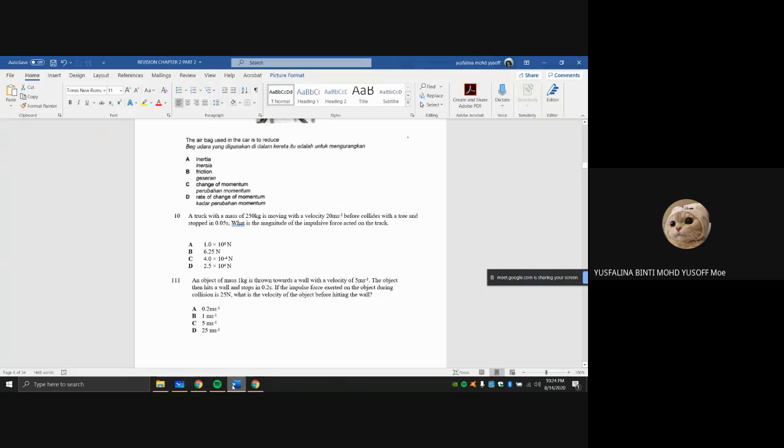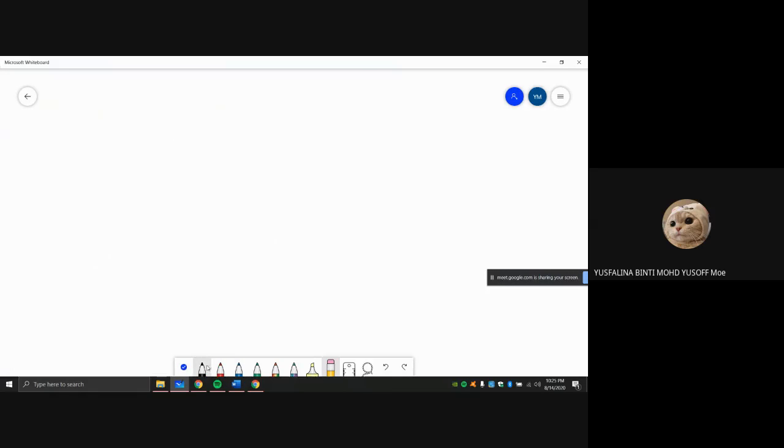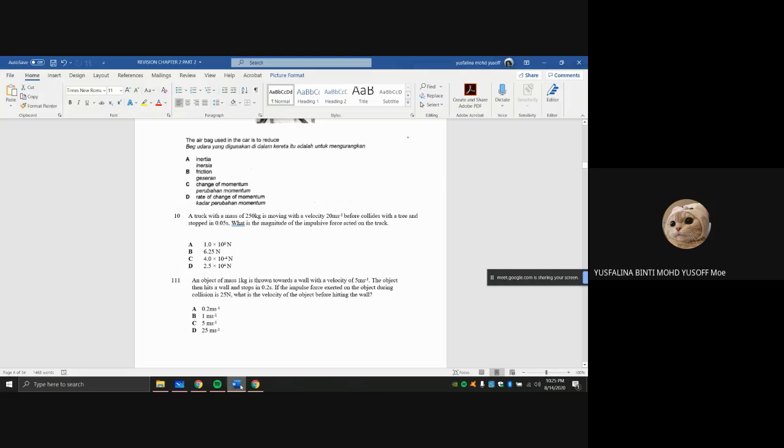Okay. So let's say a truck with a mass of 250 kg is moving with velocity 20 before it collides with a tree and stops in 0.05. What is the magnitude of the impulsive force acting on the truck? It is moving before it collides, so this one is actually U. Okay, so let's see. F equals MV minus MU divided by T. So the mass is 250.